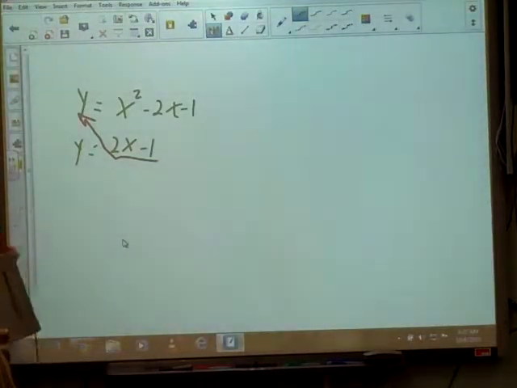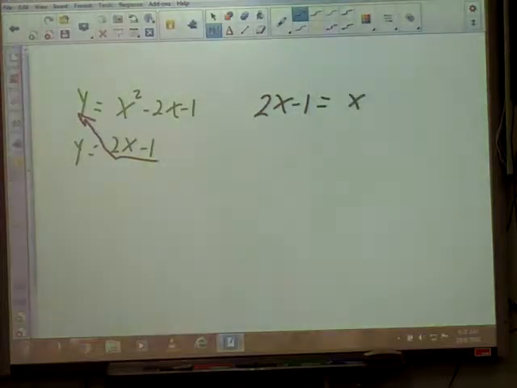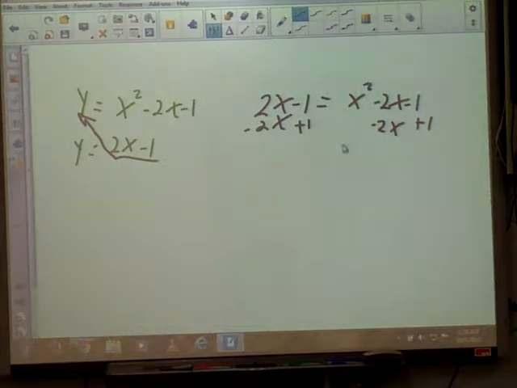All right, so I'm going to solve this one using what I call substitution. The reason it's going to be substitution is if I look at both of my equations, and these are the same two equations we just did, we're just doing it another way, they're both already solved for y. Y is this, right? That's what equals means. Y is also this, right? So I should be able to take what y is and put it in for the y. Substitute that in. So I'm going to write 2x minus 1, because that's what y is, equals x squared minus 2x minus 1.